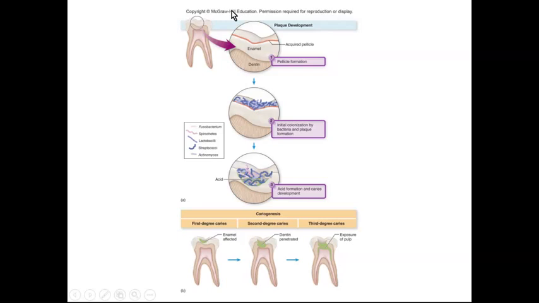So if we look at the development of the plaque in the biofilm, first we have the pellicle, that mucigenous glycoprotein that forms over the tooth.